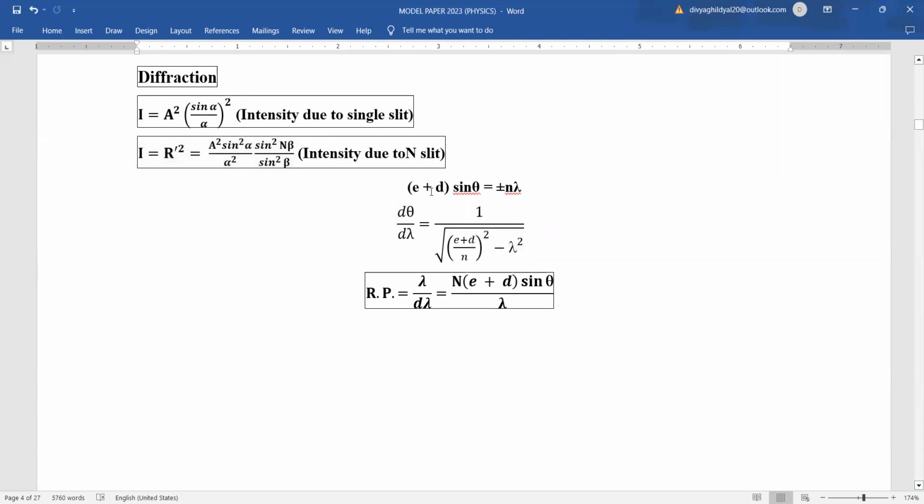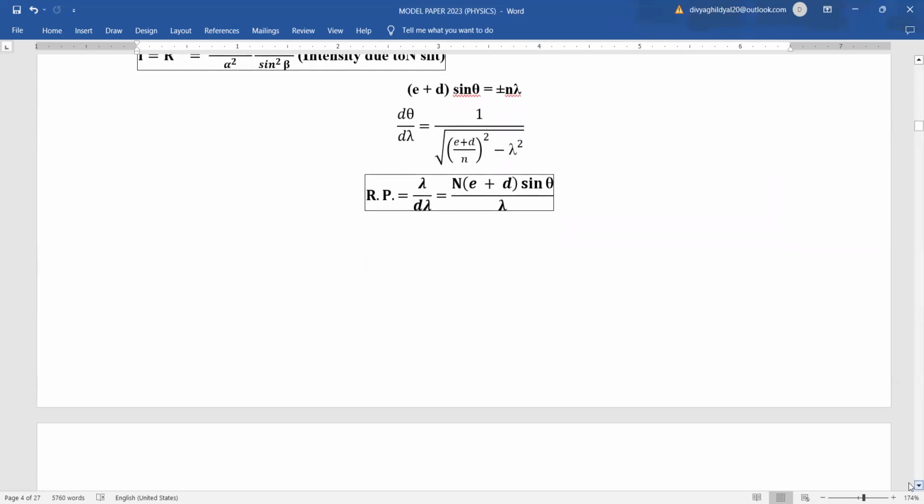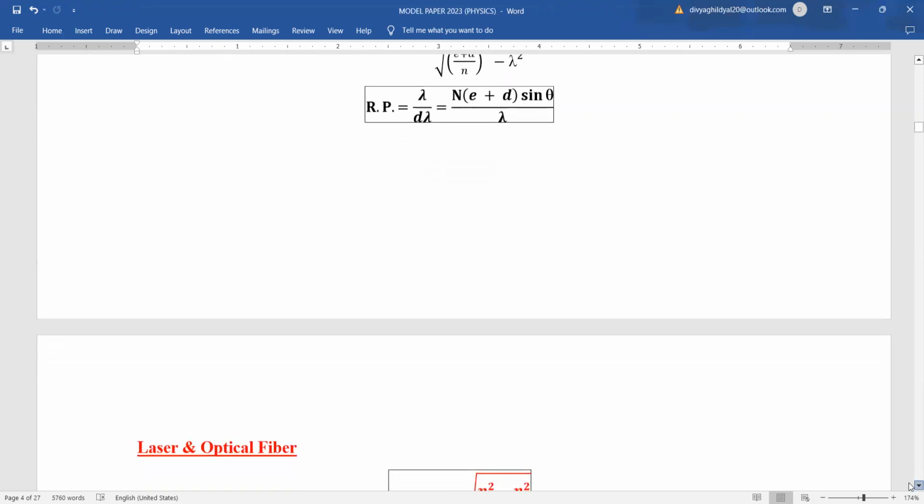Then, for grating, (e + d), slit width plus opaque space, into sin theta is equal to plus minus n lambda. d theta by d lambda is equal to 1 upon under root of ((e + d) upon n) square minus lambda square. And resolving power, lambda upon d lambda, is equal to n into (e + d) sin theta upon lambda.